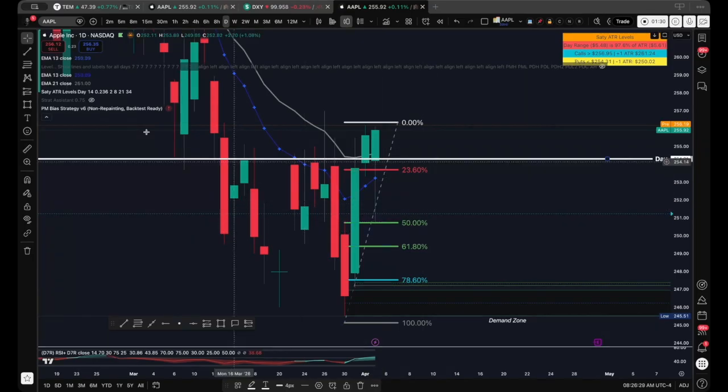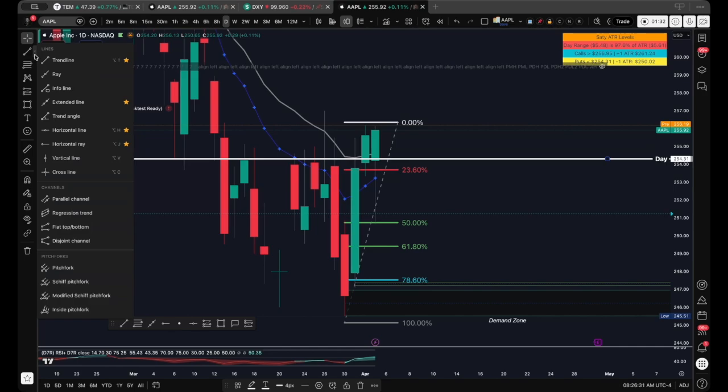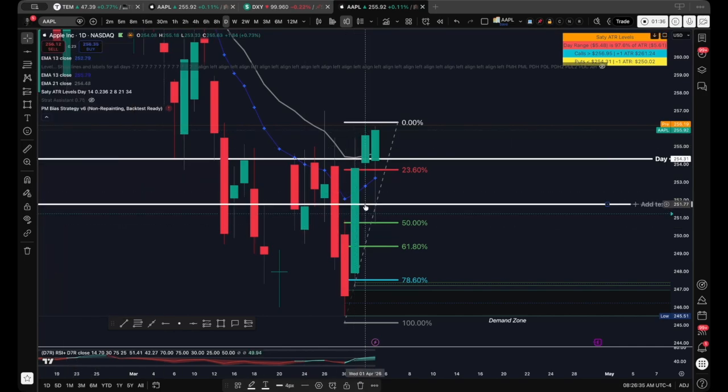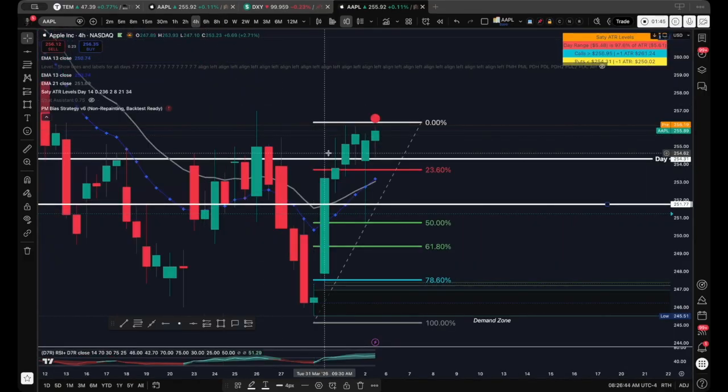I guess we could put another one here. I'm trying to stay away from having tons of lines because I'm actually getting used to the supply and demand zone. So we got that. So let's go down to the 4 hour.